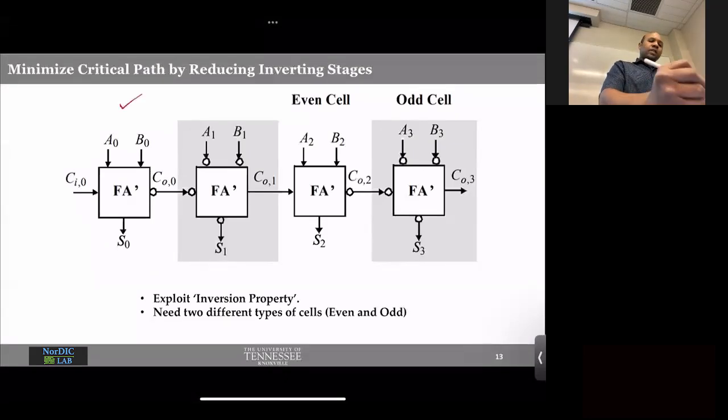So you have odd cell and even cell, odd cell and even cell. So do you see any concern here? Are we reducing the number of inverters required in the overall design? Anyone? Are we reducing the number of inverters required in the overall design? We are actually increasing the number of inverters, if you think about it. How many of you can tell me why? Anyone?